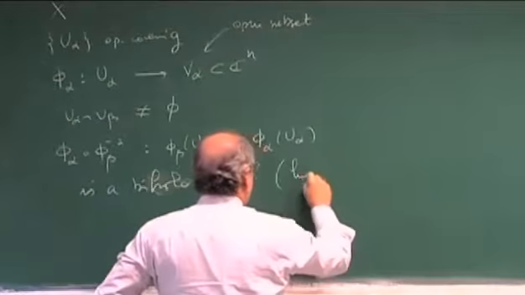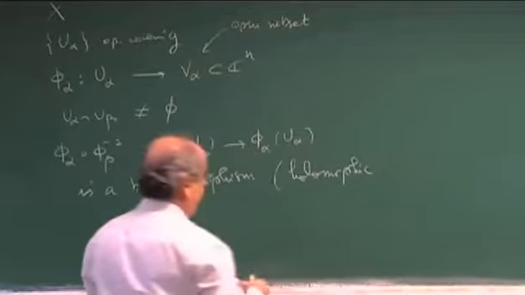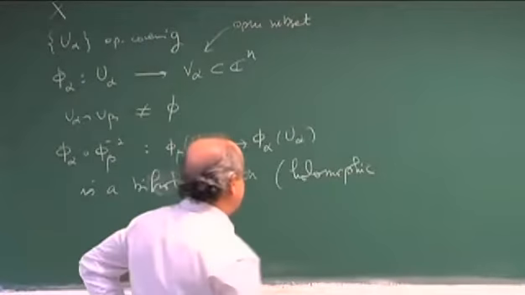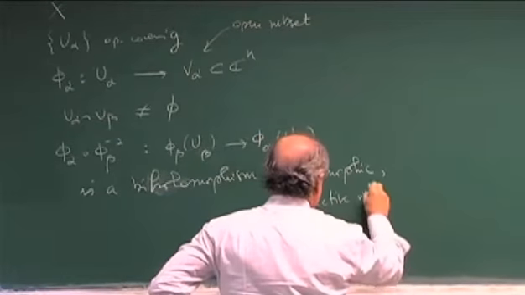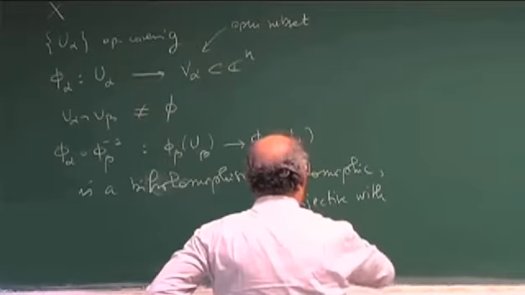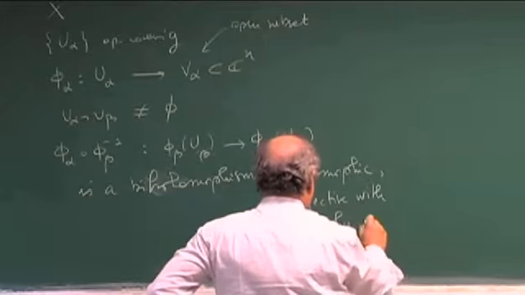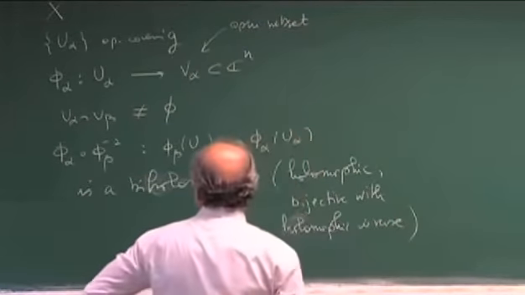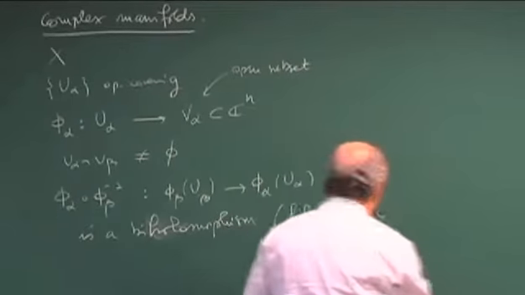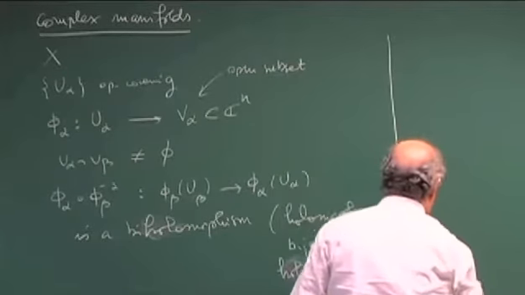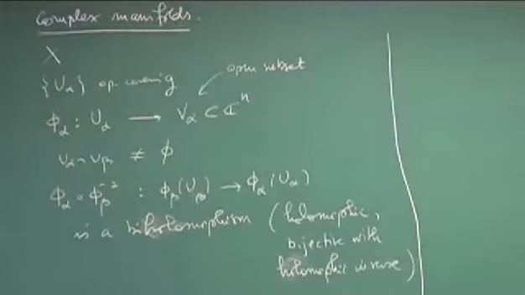Which means that it is holomorphic as a map from an open subset of C^n to another open subset of C^n, bijective with holomorphic inverse. So a very similar definition to the one we have for differentiable manifolds, but assuming that you are locally modeling over subsets of C^n in such a way that the transition functions are biholomorphisms.